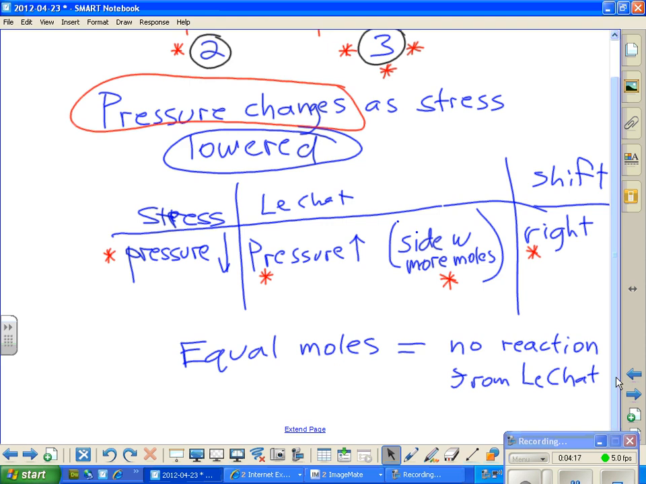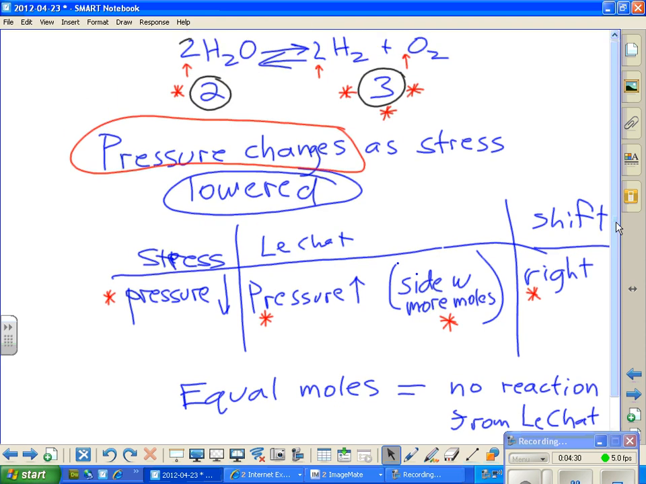Yes? So the stress is the bigger number of moles? No. No, the stress has nothing to do with the bigger number of moles. The stress is what we do. And that could be on the left or the right side. I could choose to change the amount of hydrogen by taking hydrogen out, or I could put hydrogen in. And that hydrogen is on the right side of the equation. So that determines what LeChat does, because he's going to do the opposite. So hydrogen's on the right. If hydrogen goes up, that's the stress from outside.